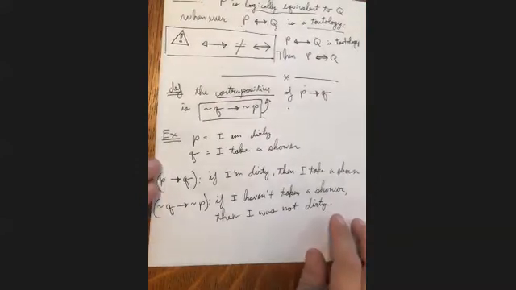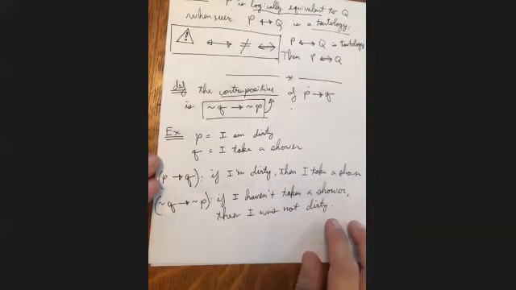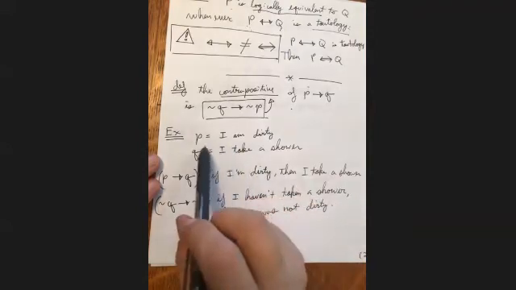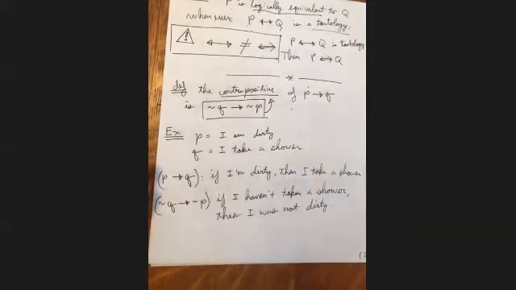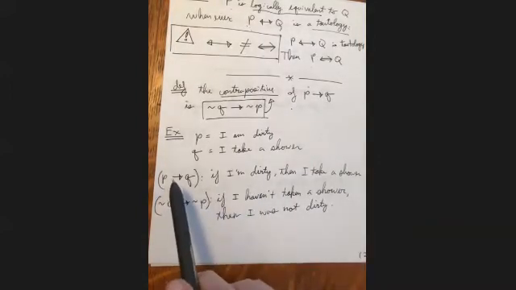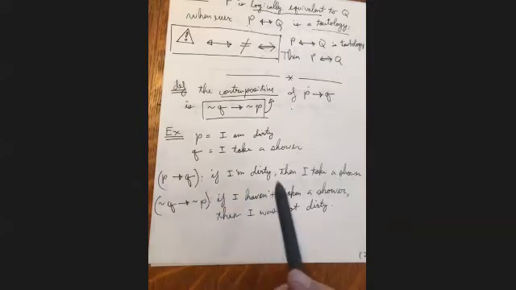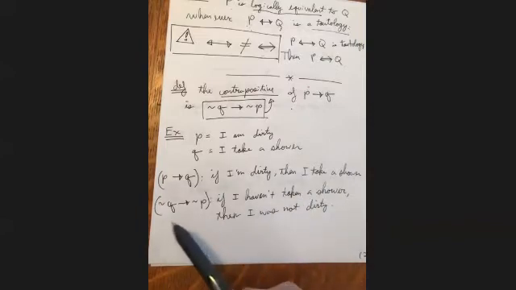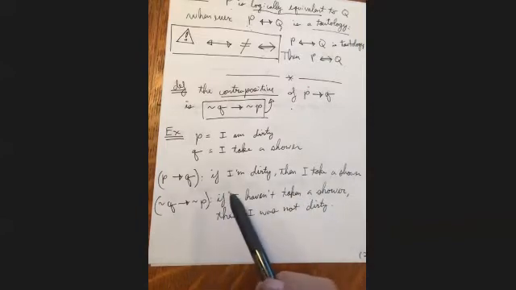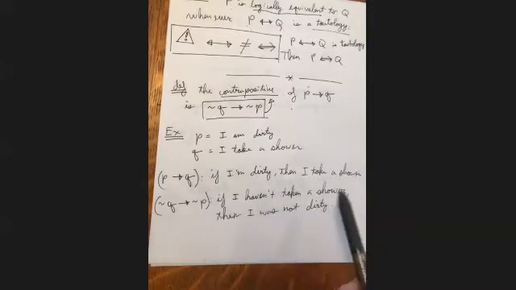Let's see what this looks like in plain old English. Suppose P is the statement, "I am dirty," and Q is the statement, "I take a shower." So we have the very simple statement, P implies Q: if I'm dirty, then I take a shower, obviously. But this is logically equivalent to the statement, not Q implies not P, which we would read, if I haven't taken a shower, then I was not dirty. Seems obvious.